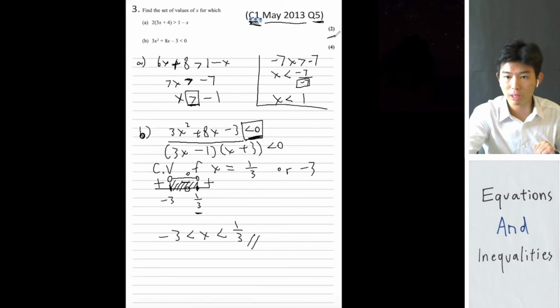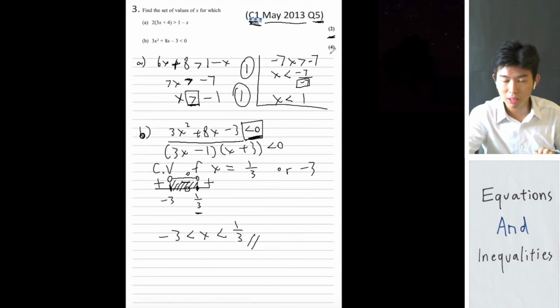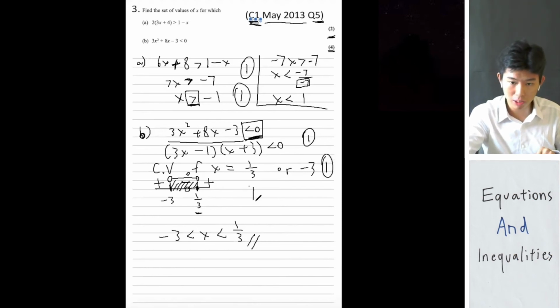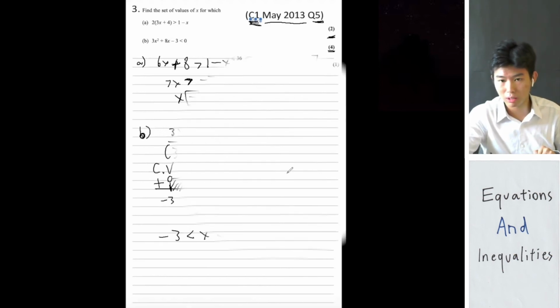For part A, there's only 2 marks, so I guess 1 mark is for the working and 1 mark for the final answer. And part B carries 4 marks, so I guess 1 mark is for the method, 1 mark is for getting the critical value right, 1 mark is for the range, and 1 mark for cleaning up the final answer.